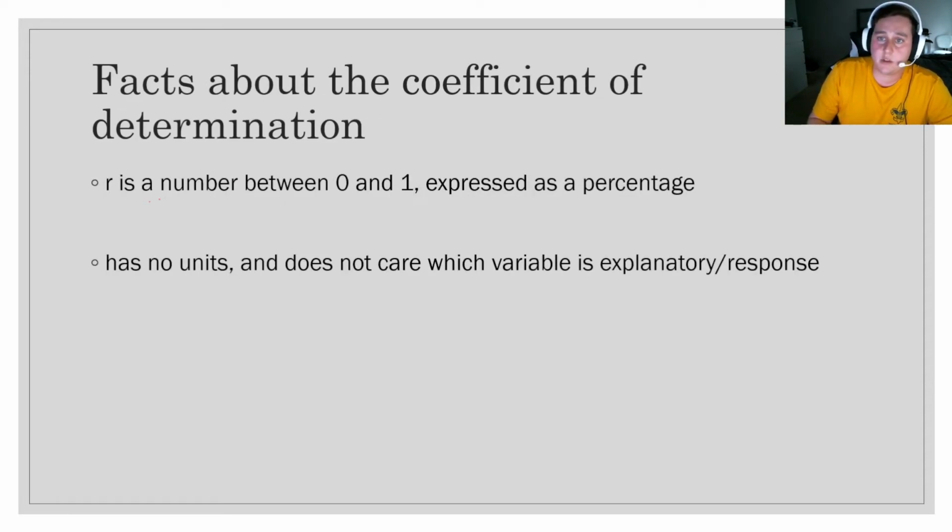Okay, some facts about the coefficient of determination. Again, this is r squared. It's a number between 0 and 1 because think about it. If you take r, which could be positive or negative, and you square it, it's forcing it to be positive. So r squared is always going to be greater than 0 or equal to 0 if you have an exactly 0 correlation. So it's always between 0 and 1, and it's expressed as a percentage. It's got no units and doesn't care which one's the explanatory versus response.